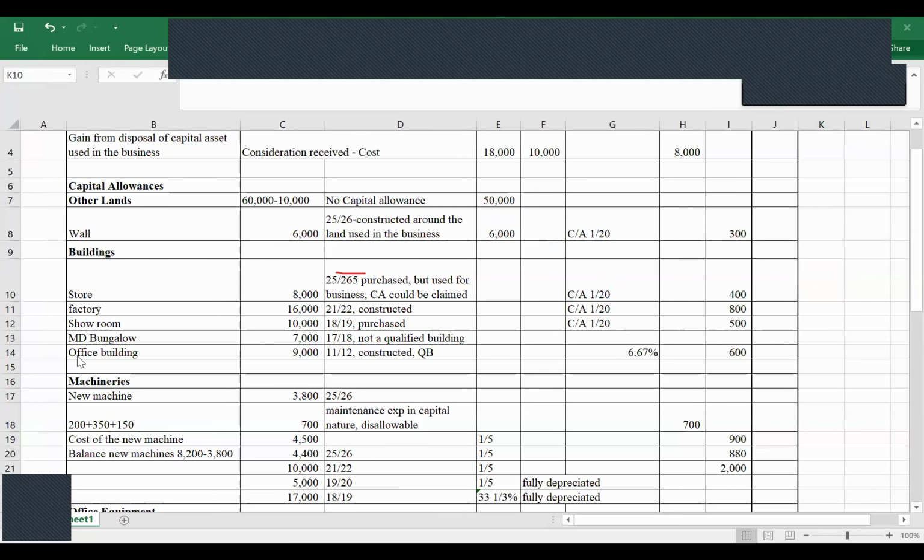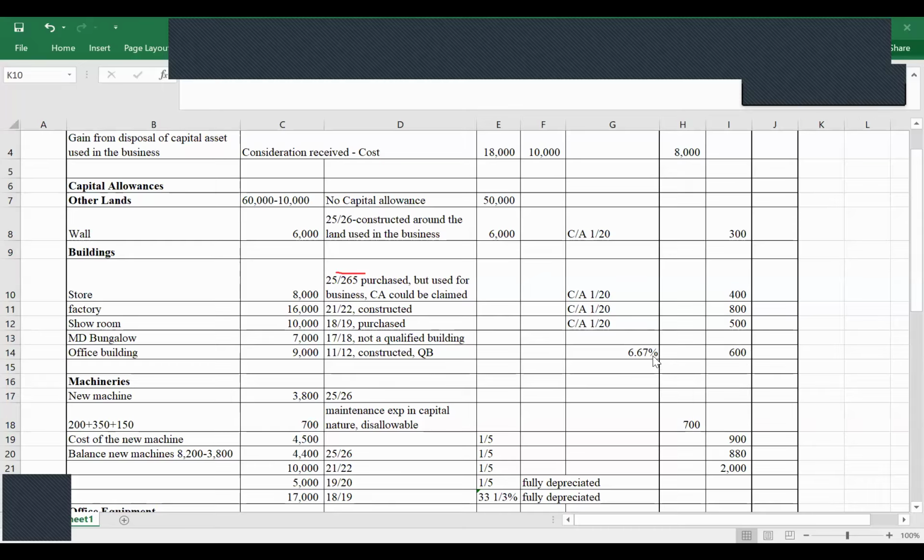Then the office building constructed in the year of assessment 11-12. Since it is 11-12 and constructed then, it is a qualified building. Capital allowances can be granted. Under the previous act, the allowable rate was 6.67%.